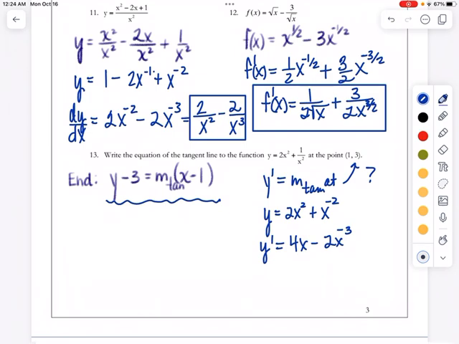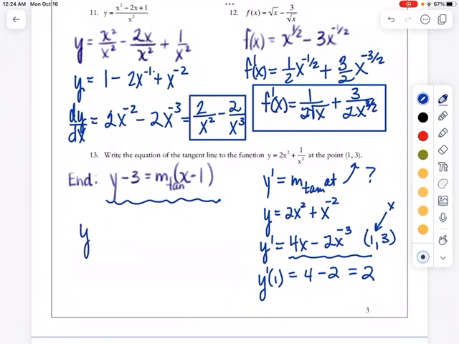So you're lowering the power when you're taking the derivative. So we have y prime, and we want it at, see, y prime is a function of x. So all I need to do is, we want the slope at this point, so I'm only looking at the x value of the point. So I have y prime of 1 is equal to 4 minus 2, which is 2.